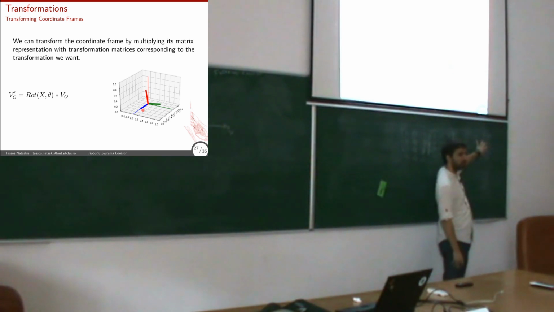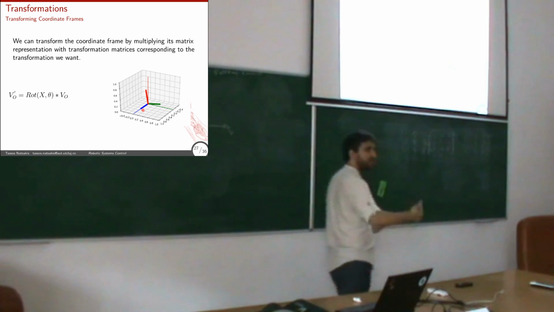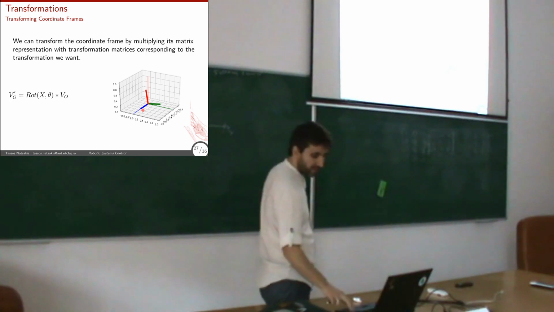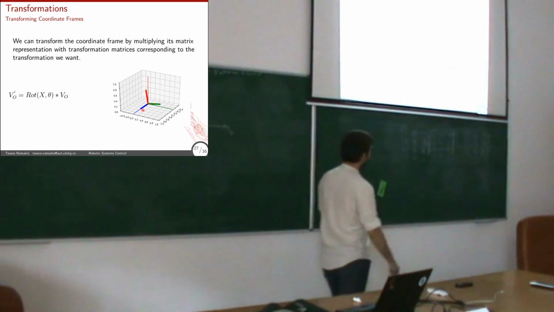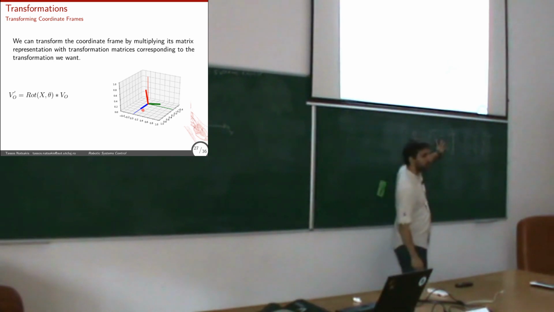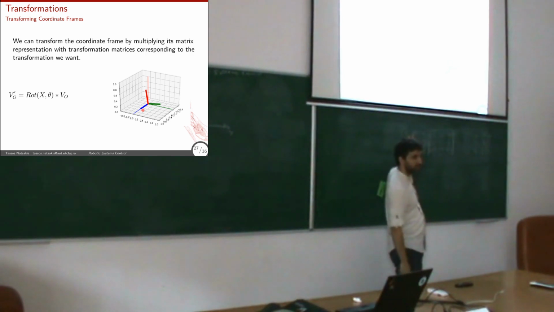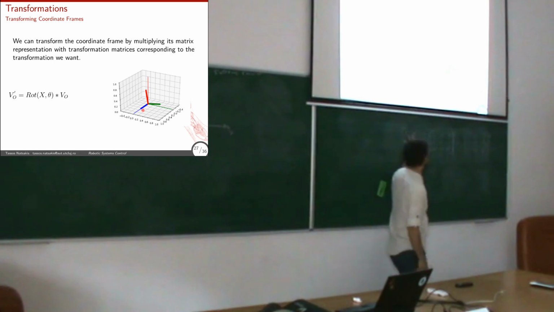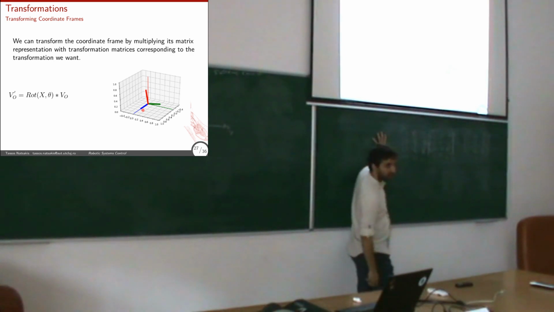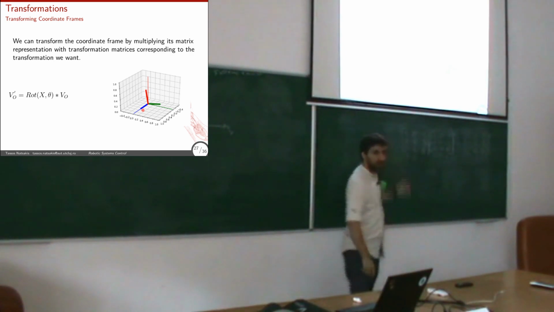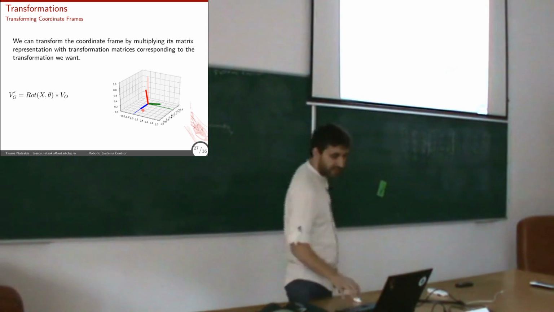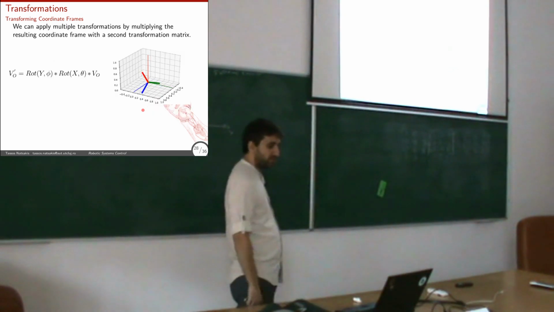Exactly. So I can apply different transformations one after the other. Now, you see here I have this frame and I multiplied from the left with this transformation, okay? So the next one, I should multiply again from the left, the result. Okay? So this is how I can chain different transformations.